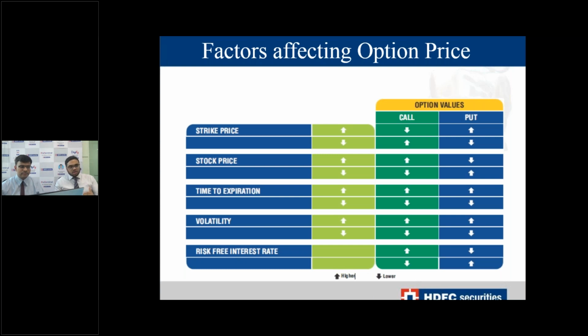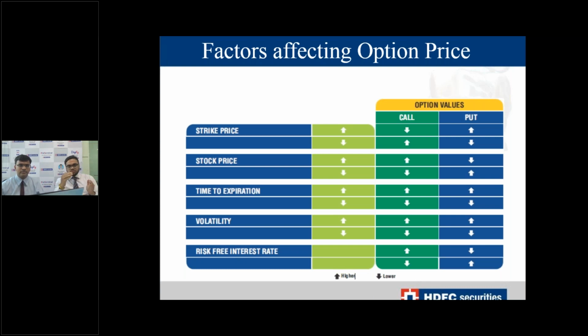When the call comes near to the money, the premium increases because the probability of reaching that strike is always higher. Similarly, the stock price: if the stock price increases, the price of the call option would increase, and if the stock price decreases, the price of the put will increase. Then time to expiry and volatility. These play a major role in the pricing of the option, because every call and put has a definite time value.